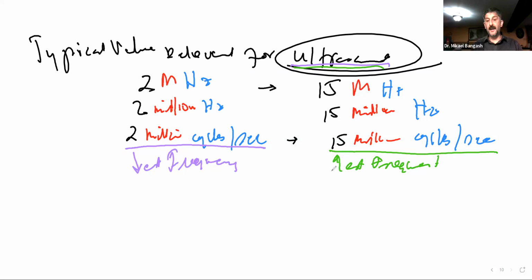Can we have sound waves of a higher frequency than 15 million? Yes. There may be a sound wave which has 150 million cycles per second, or we can say 150 million hertz. But can we use that for ultrasound? No. Why? That's going to be a later discussion.